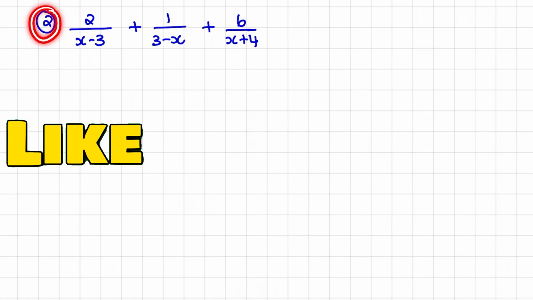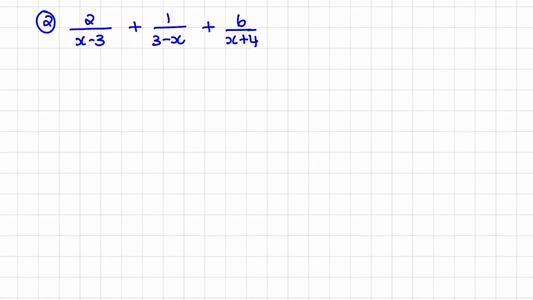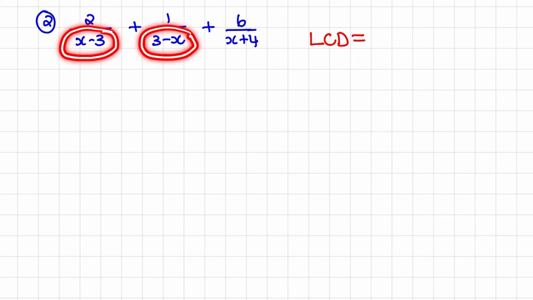In our second example, we have 2 over x minus 3 plus 1 over 3 minus x plus 6 over x plus 4. Again, we want to simplify this by writing it as a single fraction in its simplest form. So what I need to do is identify the LCD. But look at the denominators in our first and second term. They are very similar. Here I have x minus 3 and 3 minus x. So what I want to do is rewrite 3 minus x to also be x minus 3.